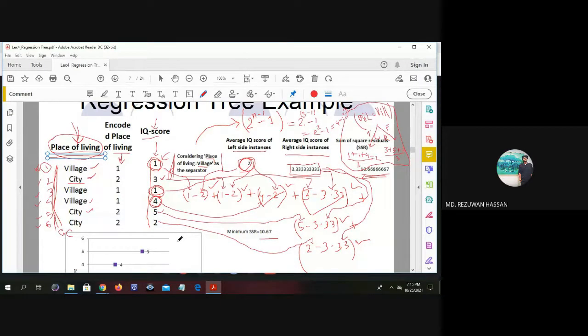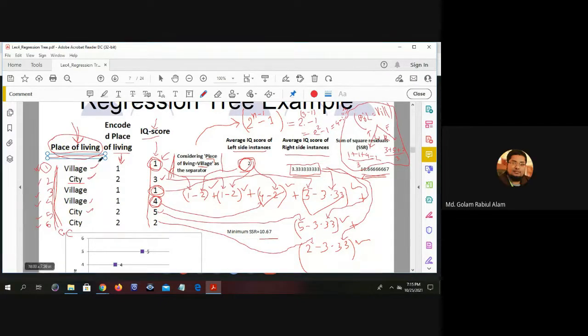Sorry, is it mandatory to put all the true values at the left side? No, it is not mandatory, but you have to follow just one principle. Okay, sir? Thank you.